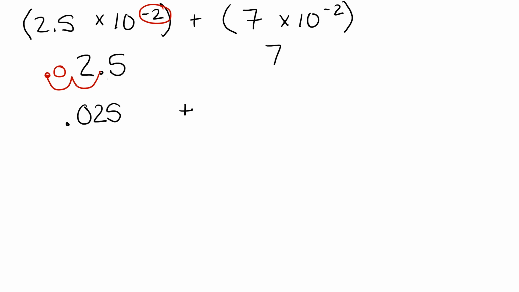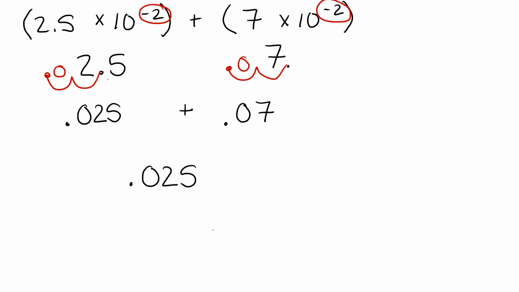For our other number 7, the decimal point starts behind it, but we're going to move it 2 times, again towards the front, because negative exponents are represented by zeros in the front, and we write it more clearly, 0.07. We line up our decimal points, 0.025 and 0.07, and we add them up.